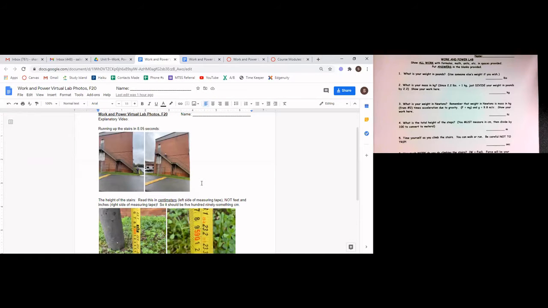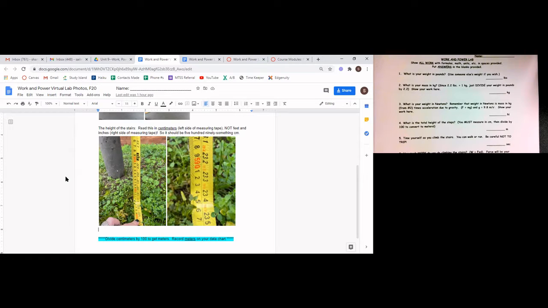Let's talk about how to do this work and power lab. You can either do this lab yourself by running up a set of stairs and timing yourself, or you could walk up the stairs, or you can just use my data from when I did the lab. When I ran up the stairs, it took me 8.05 seconds to run up this set of stairs. I need to put 8.05 seconds under the time on number 5.